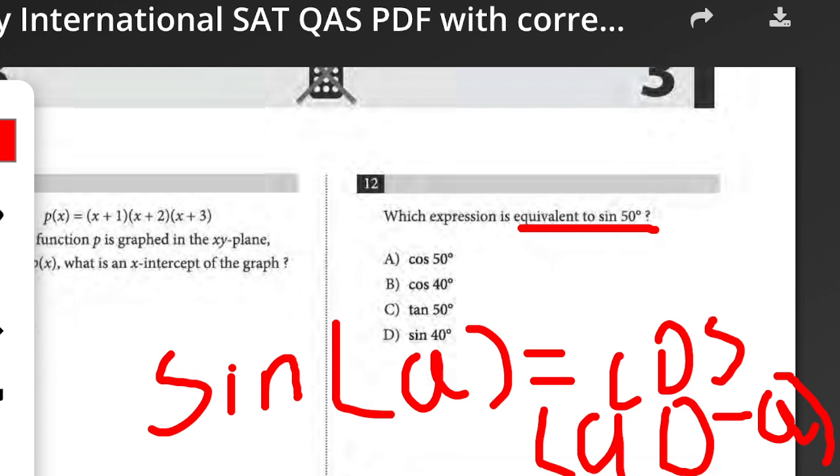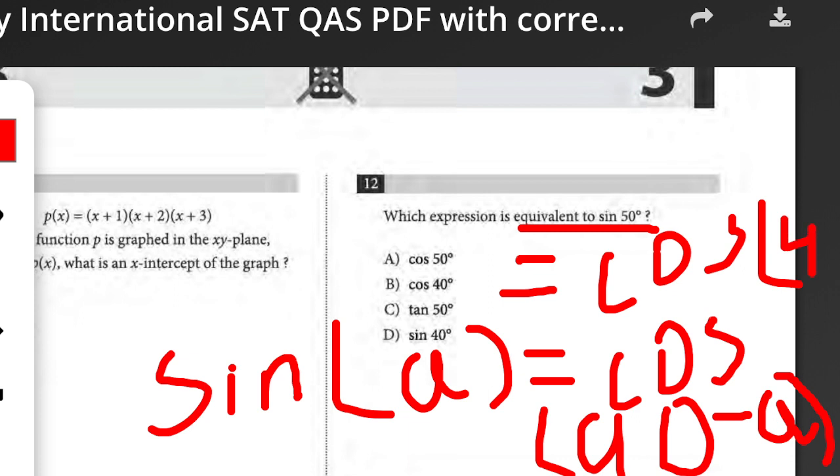So basically, in this case, the vice versa is also true. Cosine of A equals sine of 90 minus A. So in this case, sine of 50 is equal to the cosine of, what's 90 minus 50? 40. Kind of like complementary, you think of it like that. So the answer is B.